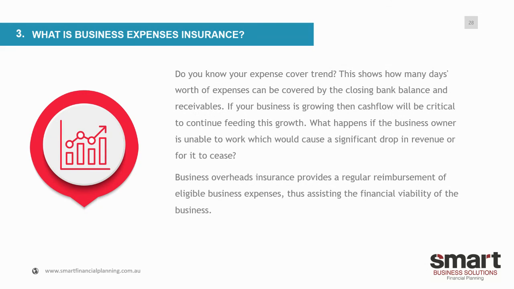A lot of people during this COVID situation, if it wasn't for JobKeeper, would have had exactly that experience. Business overheads, and not in every situation are we going to have a JobKeeper that's going to come out and give us money like what we've seen at this time. So business overhead insurance really provides a regular reimbursement of eligible business expenses to assist the financial viability of the business. It's a bit like putting the business into hibernation, which is exactly what we saw in this situation. But not every day do we have these types of situations, so business expenses cover can be really good to at least cover it.